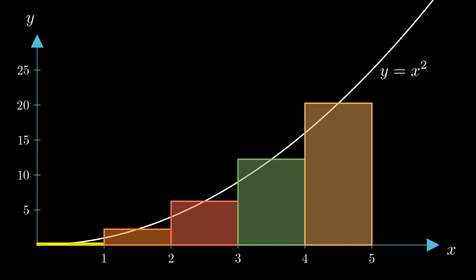Now for the next rectangle, which has a base from x equals 1 to x equals 2, and it's orange, I'm going to be using x equals 1.5 and plugging that into y equals x squared to find the height. For the next rectangle, the red one, I'll be using 2.5, and for the green one, I'll be using 3.5 for x, and for the last one, I'll be using 4.5, because this is the midpoint Riemann sum.